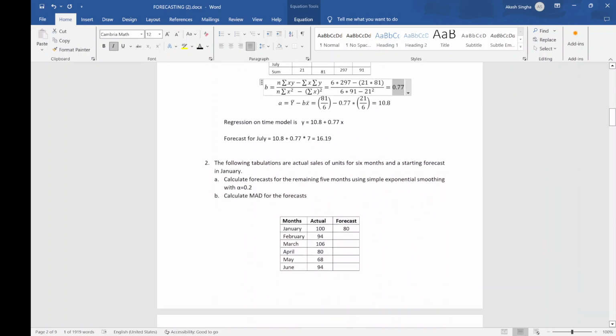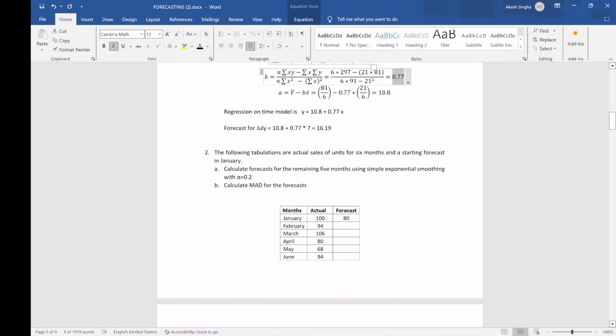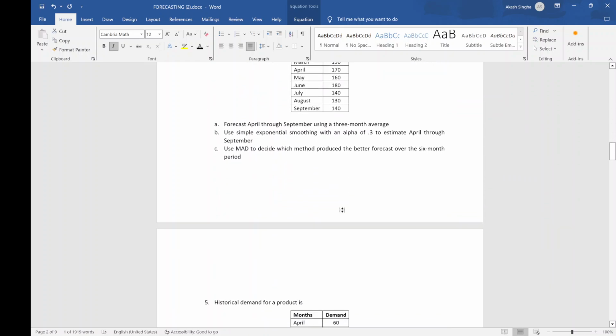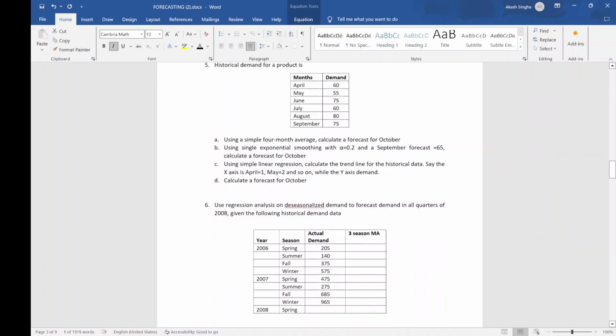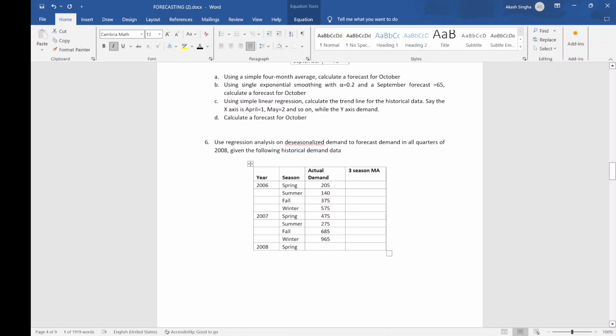This is the same as the first question. This is also the same. These questions I have looked into, and they are basically the same as this one. If you solve this one, you can solve all the questions here, this sixth one and the first one. So I'll just go through the sixth one. Here the data is given for 2 years: spring, summer, fall, winter, spring, summer, fall, winter. And we have to forecast spring 2008.